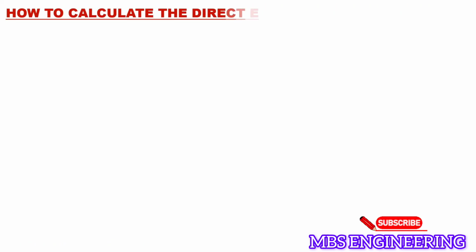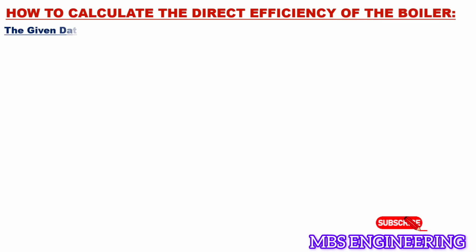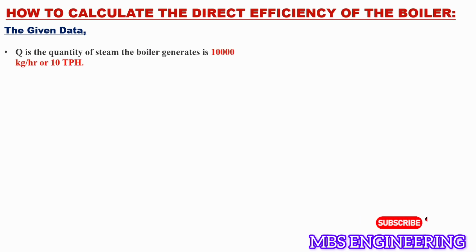Next, we will learn how to calculate the boiler efficiency using the direct method formula. The given data. Q is the quantity of steam the boiler generates is 10,000 kilograms per hour or 10 tonnage per hour. Next, capital H is the enthalpy of steam is 700 kilocalories per kilogram.